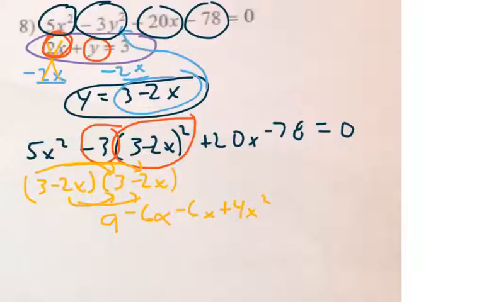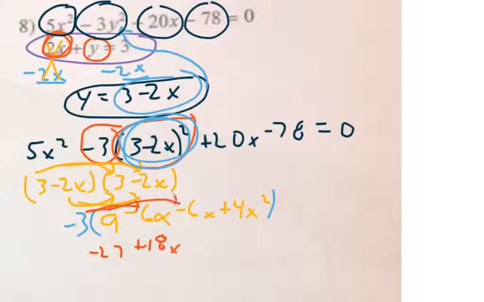Now let's not forget that all we did was the squared part, this part right here. So now I need to make sure I multiply by negative 3. Negative 3 times 9 is negative 27. Negative 3 times negative 6 is plus 18x. Again, another plus 18x. And finally, negative 3 times 4x squared is negative 12x squared.